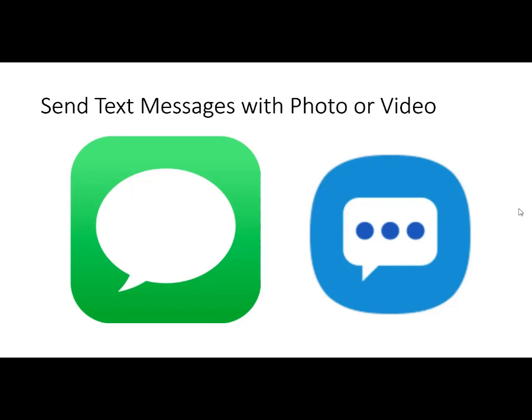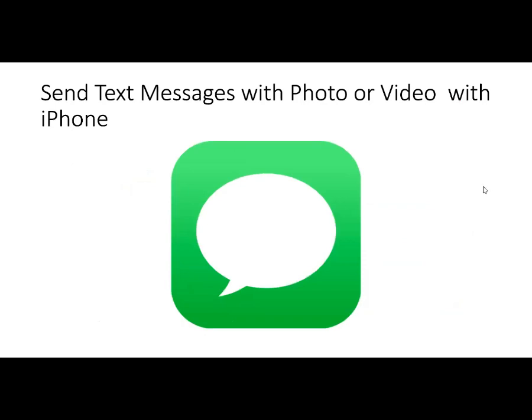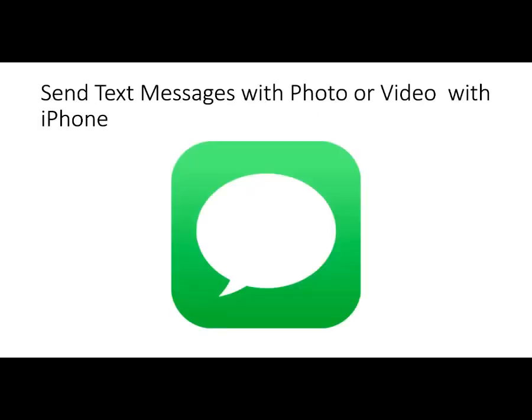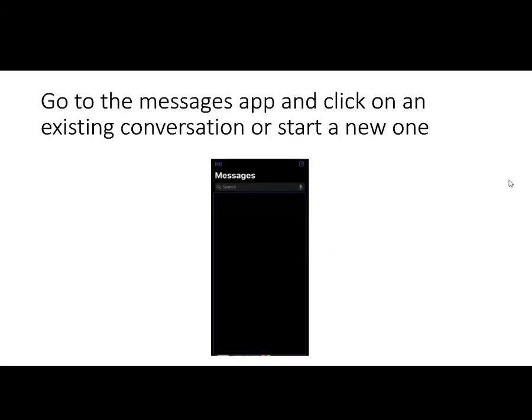So let's get started with how to send text messages with pictures and videos with an iPhone. So we're all going to go to our text messaging app, which is that bubble icon right there on the screen that I just showed you. And when we do get to this app, you should see messages all the way at the top. If you don't see it, go up with your finger. And you should see already conversations with people.